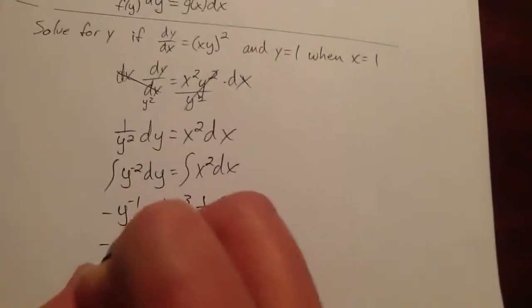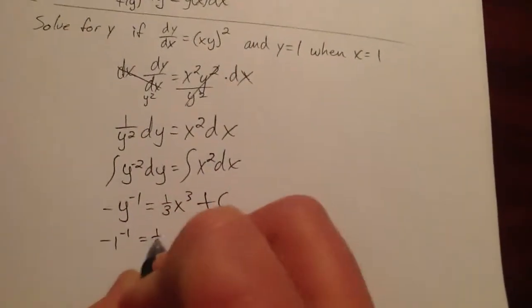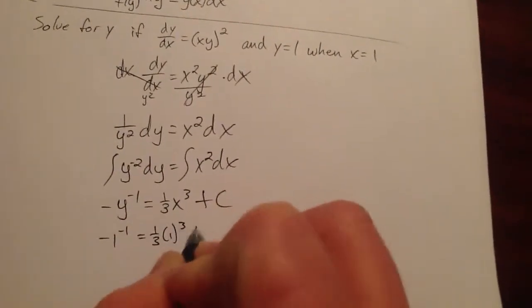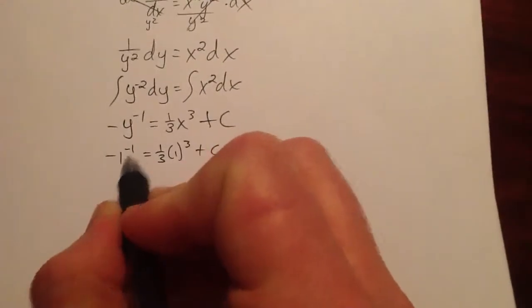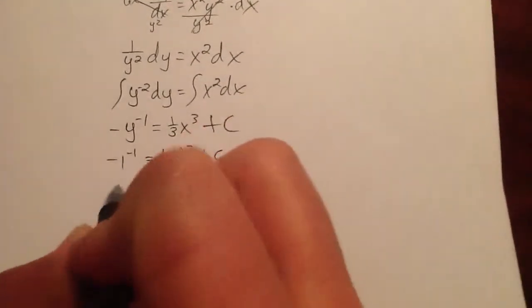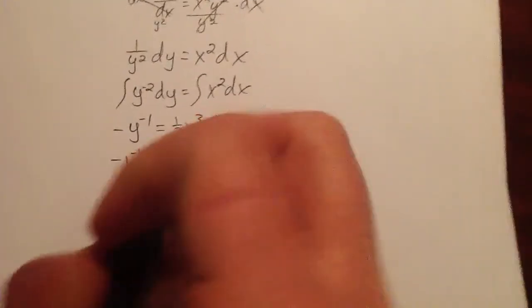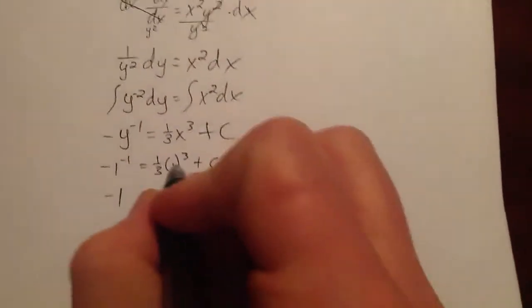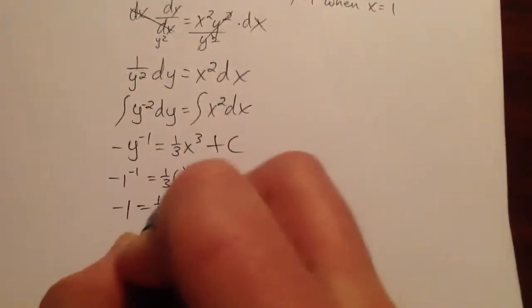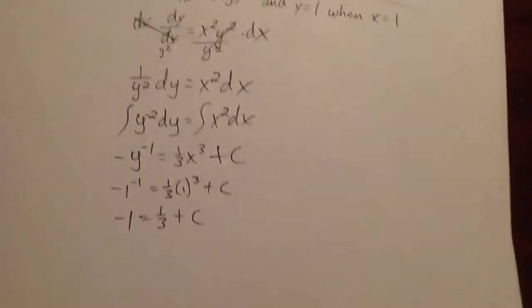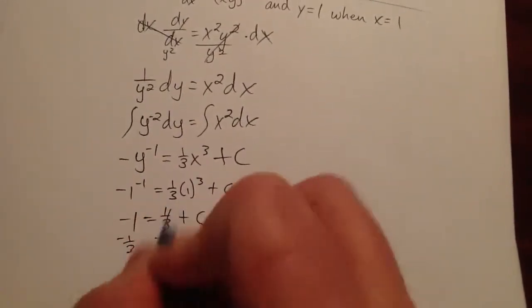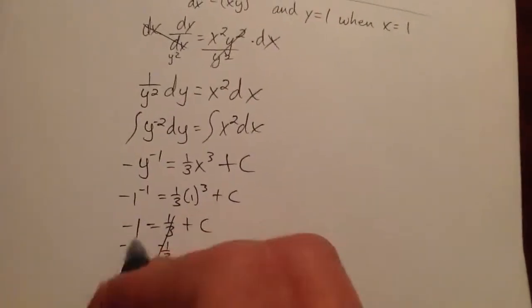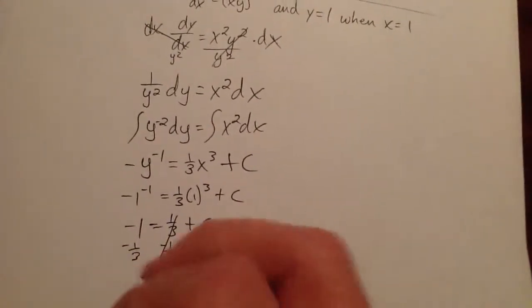So I'll have negative 1 to the negative 1 equals 1/3 times 1 to the third plus c. Well, negative 1 to the negative 1 is what? 1 over negative 1, so it's just negative 1. 1 to the third, so it's 1/3 plus c. Minus a third from both sides. So what do we got? C equals negative 1 minus 1/3.